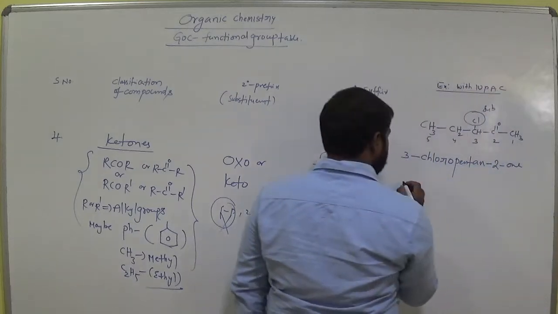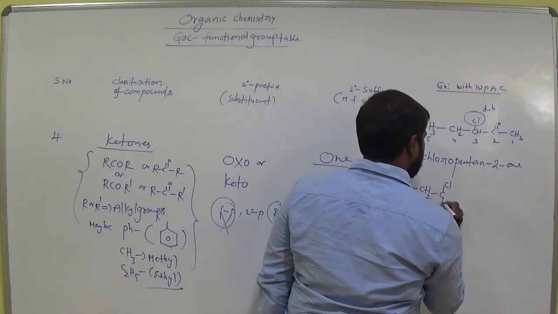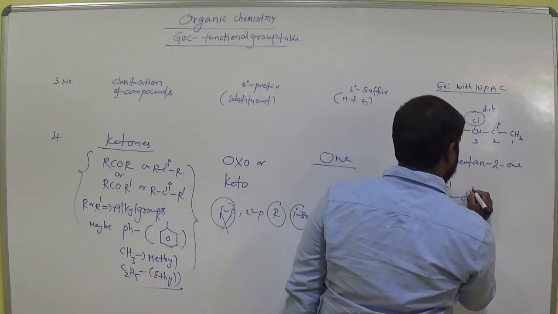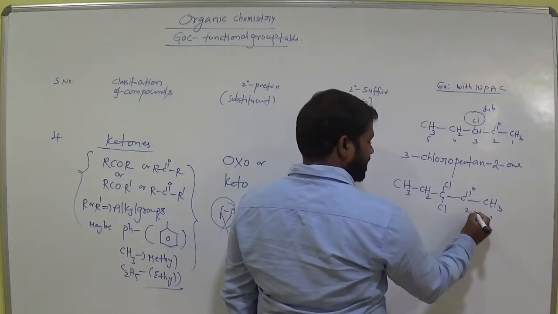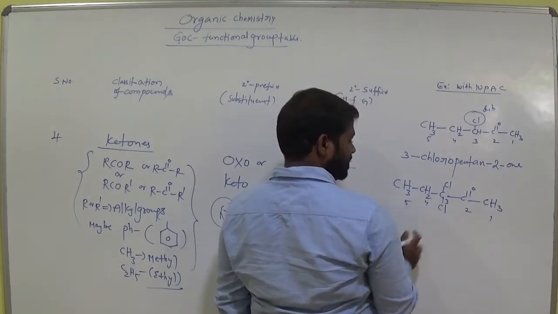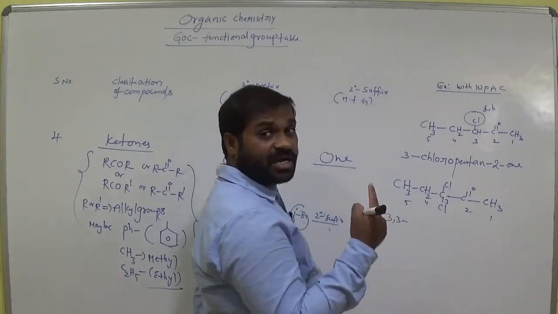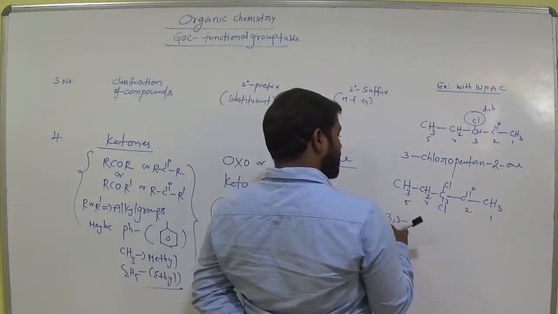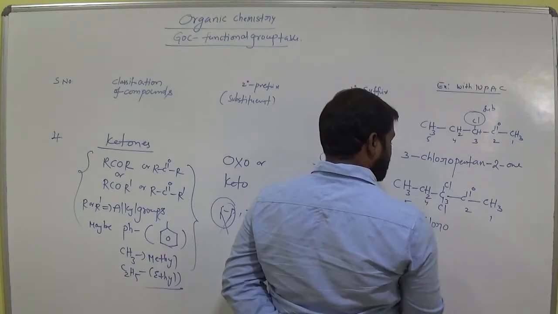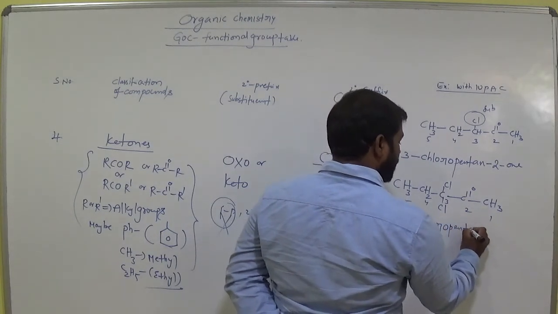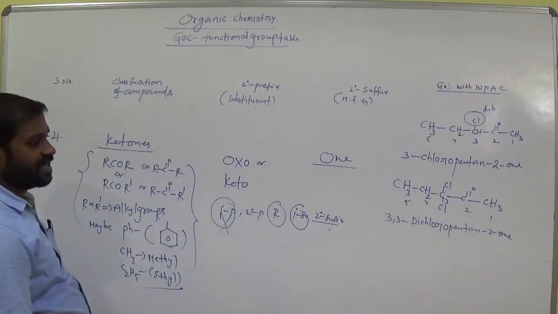Clear? Let's see one more example. CH3, CH2, CCl2, C double bond O, CH3. Clear? Now numbering is done from here. At the third carbon we have two substituents, so 3,3-dichloro, pentan-2-one. That is the IUPAC name of that compound.